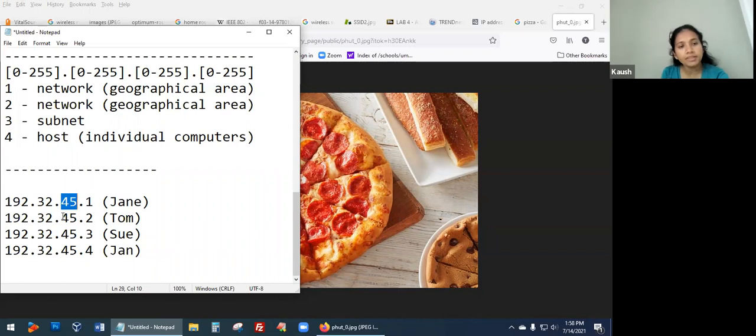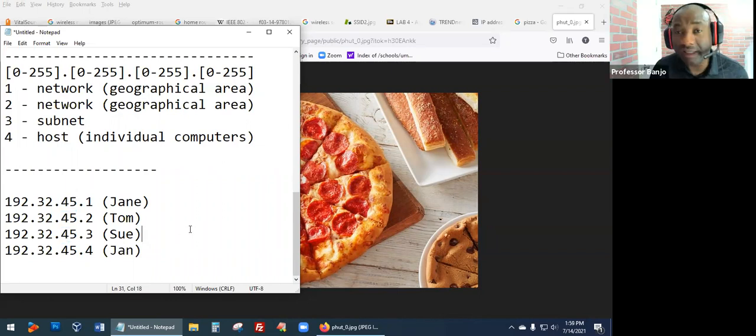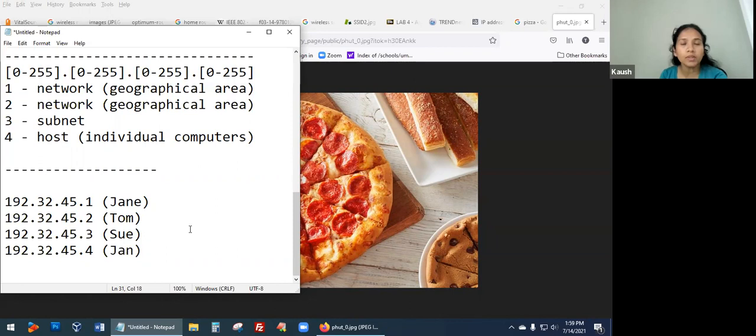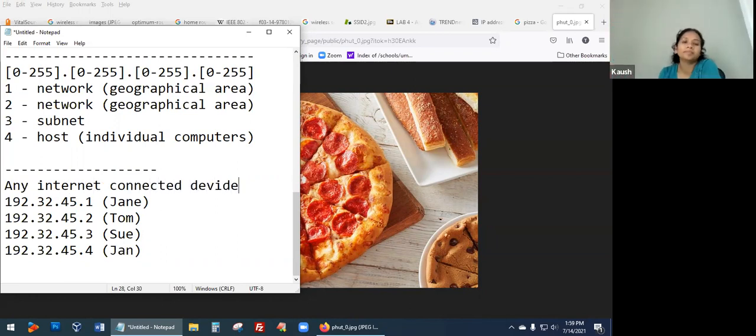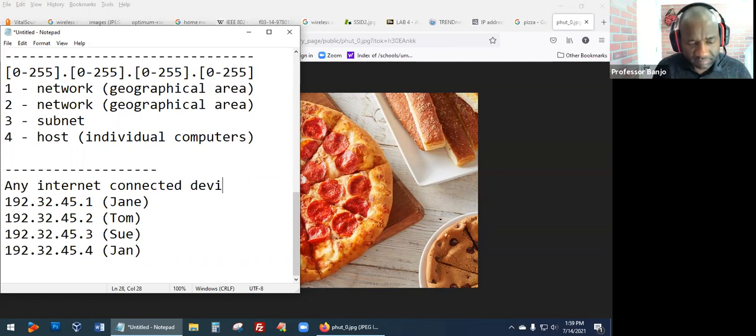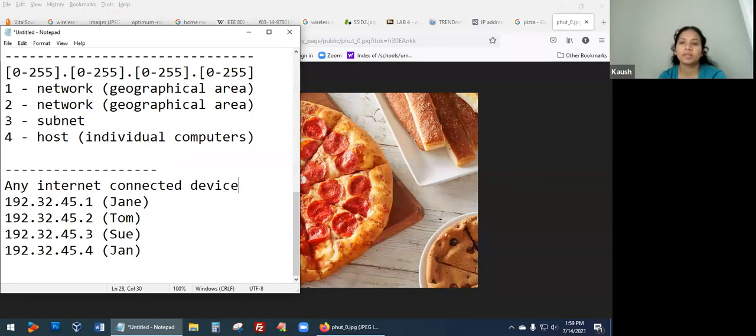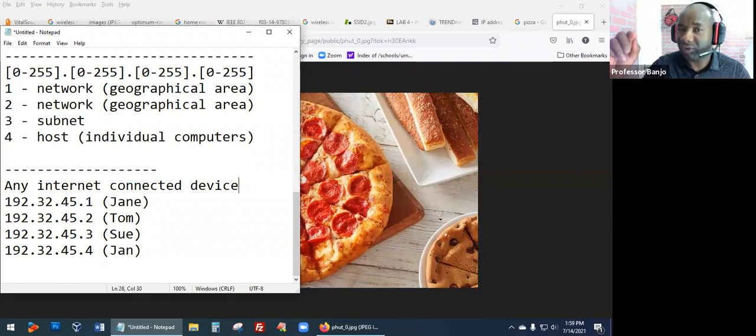Is it only computers or any device connected? Any internet connected device. Your laptops, your phone, your tablet, your Siri, your Alexa, your refrigerator, everything that is connected to the internet will have a separate IP address.